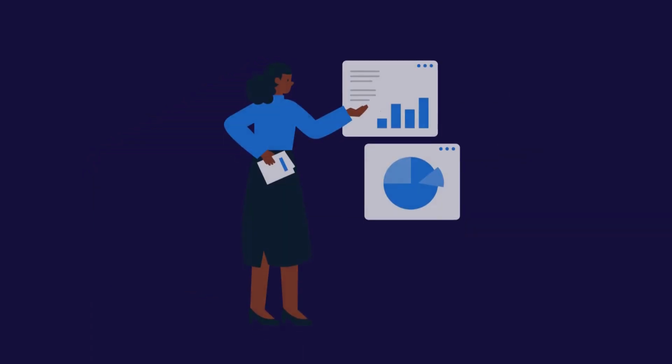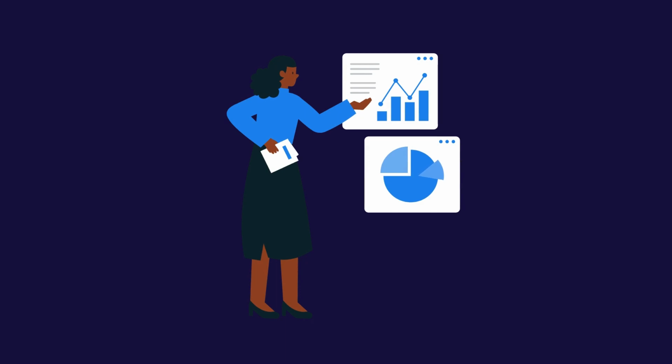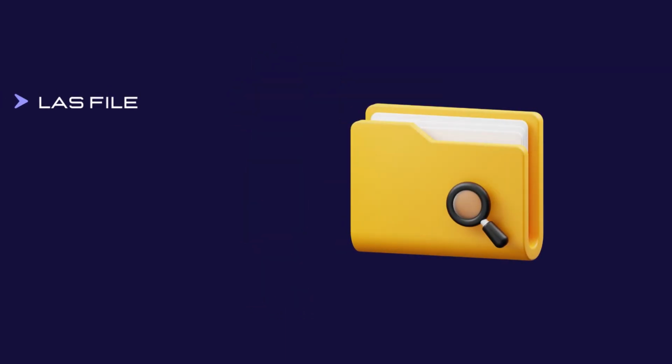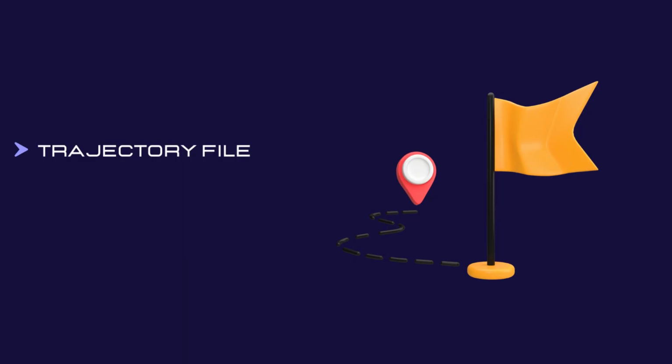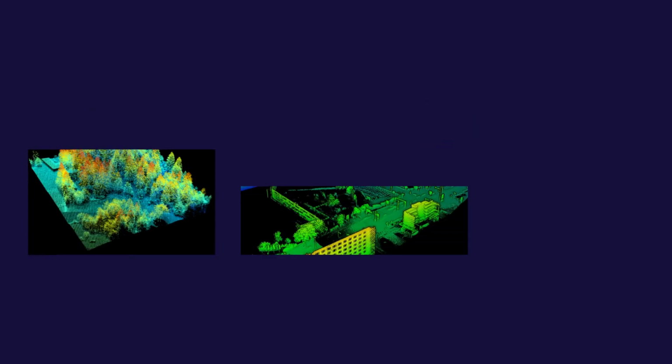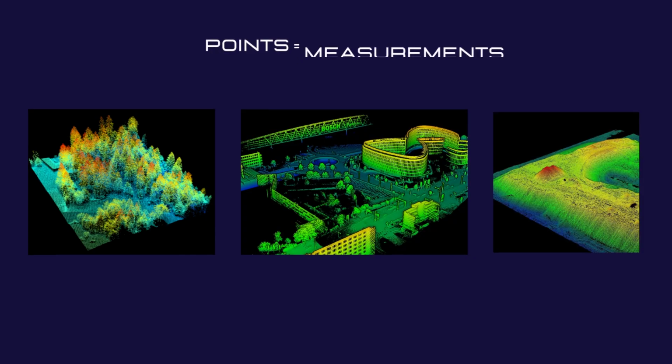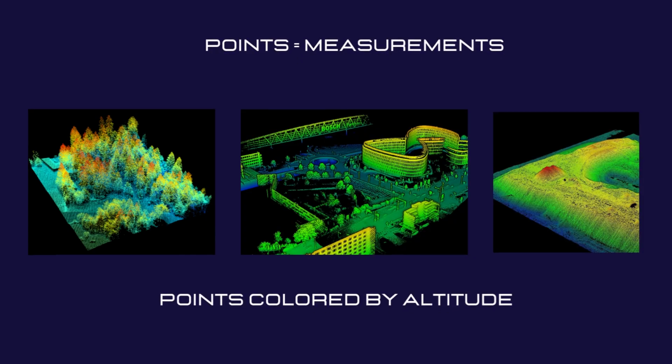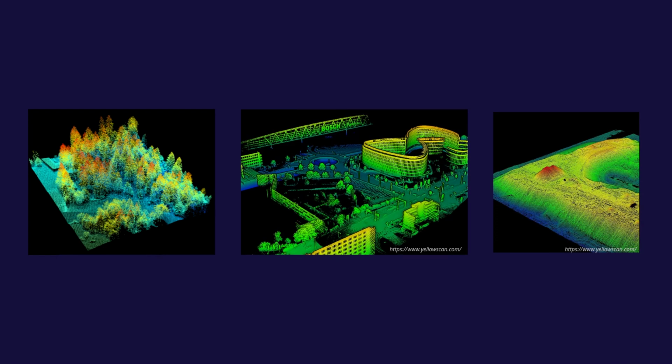After the flight and pre-processing of the data, we obtain several files. The main file in LAS format contains all the points of the 3D cloud. A trajectory file, often in POS or TXT format, records the position and orientation of the plane or drone at each moment. Sometimes ground control points, GCP, verify the accuracy of this survey. Here is what a raw LiDAR file looks like. Each point represents a measurement. Colored here by altitude, this cloud can then be processed to create maps, models, or thematic analyses.